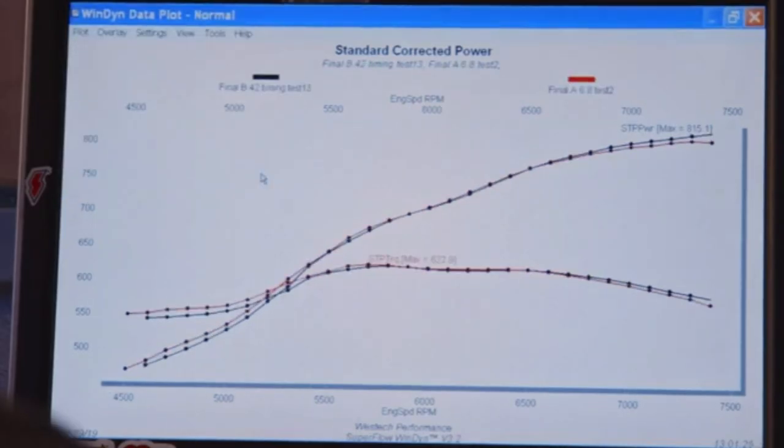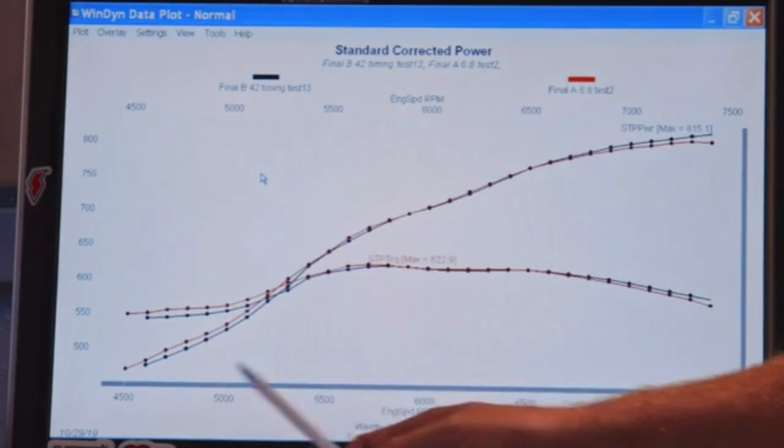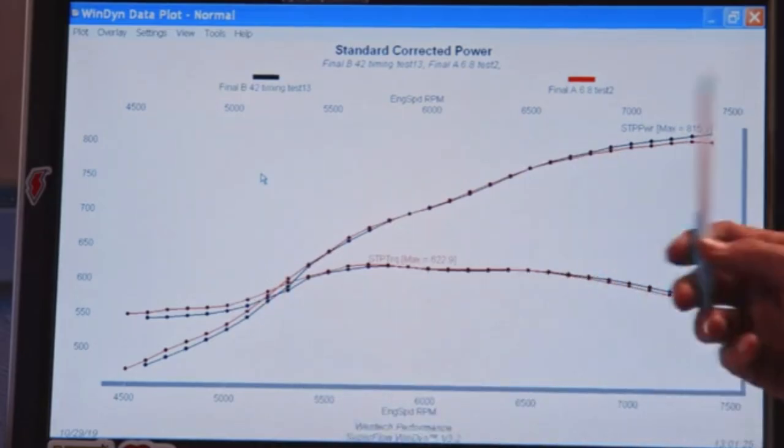Wow. Okay, so here are our power curves with the red lines representing the long rod and the black lines representing the short rod. And the short rod ends up throwing away some low-end torque and making some high-end power.